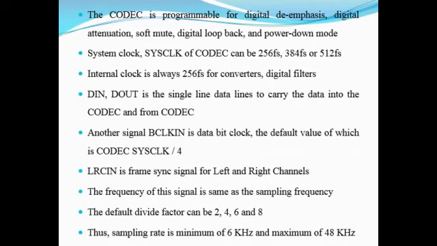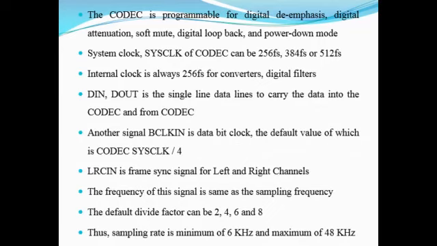Then the frequency of this particular signal will be the same as the sampling frequency we select for the sampling process in the entire process. Then the default divide factor can be 2, 4, 6, or 8. This is the divide factor used normally with the frequency divider, which divides the signal frequency, and it is in the order of 2, 4, 6, or 8.